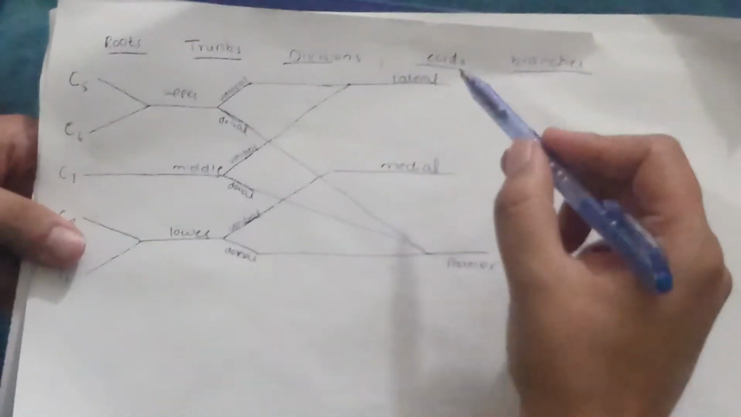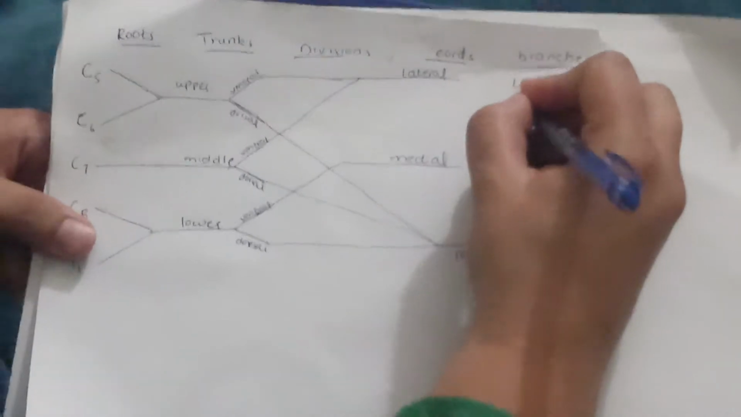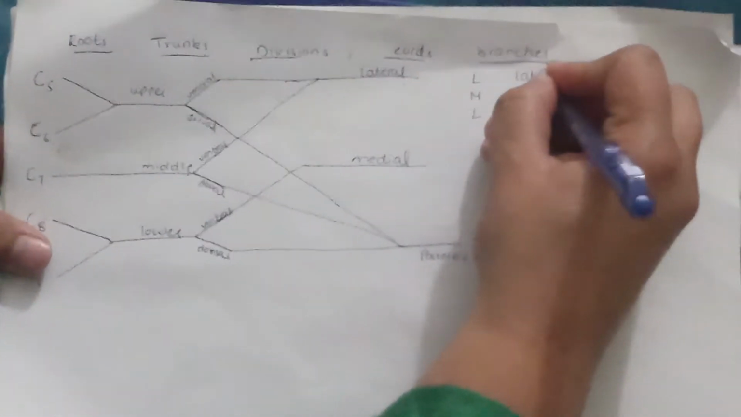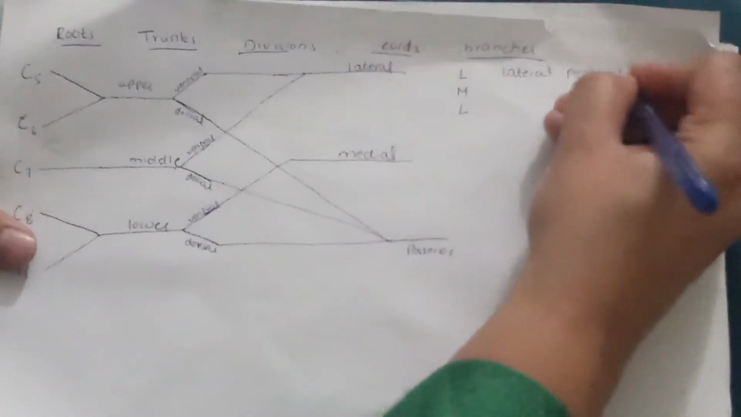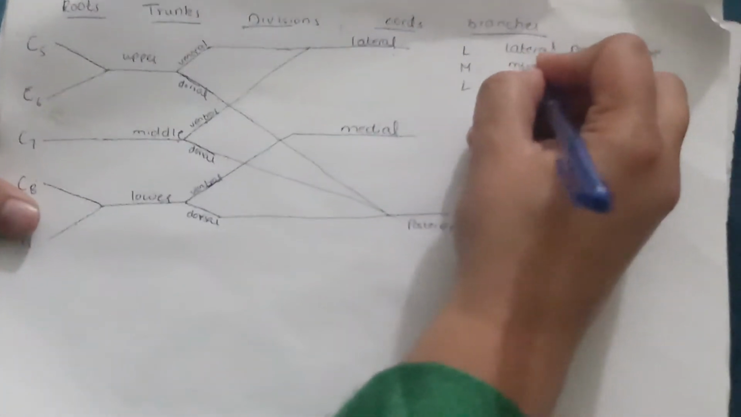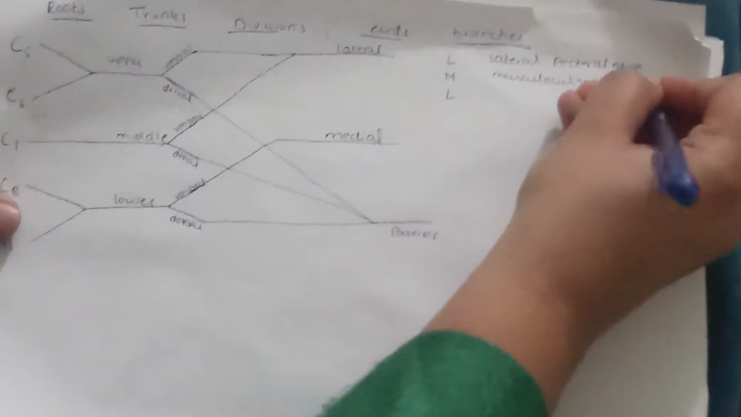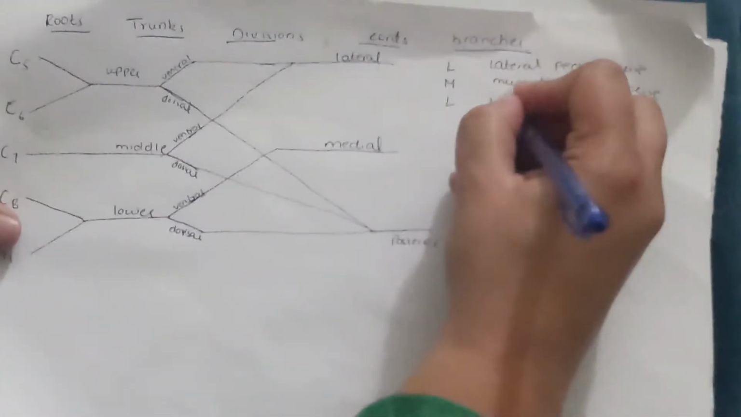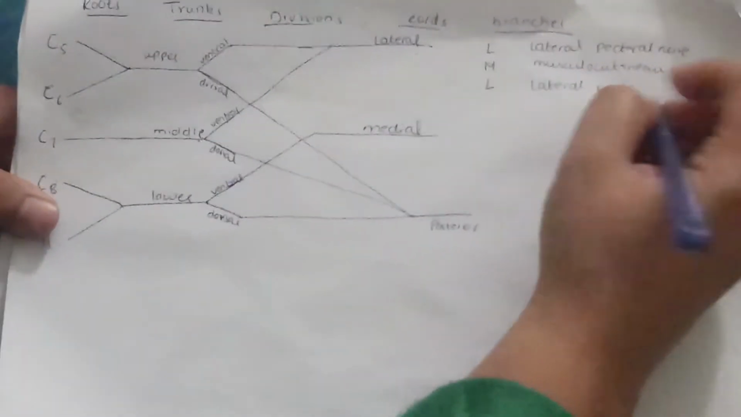Branches of the lateral cord. First of all, LML. L for the lateral pectoral nerve. M for the musculocutaneous nerve. And L for the lateral root of median nerve. Very easy name.